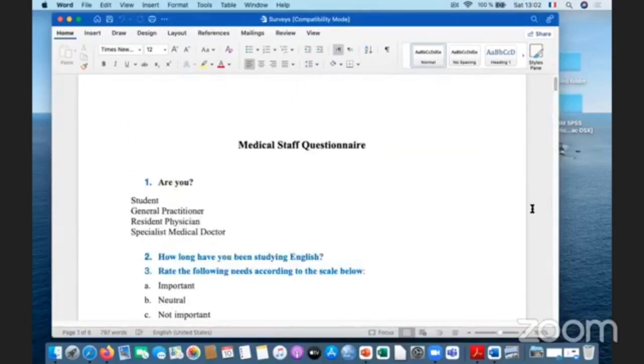So, okay, are you a student, general practitioner, resident physician, specialist medical doctor? How long have you been studying English? Please take notes: which question addresses learning needs? Most of them are target needs, which are objective needs. How long have you been studying English?